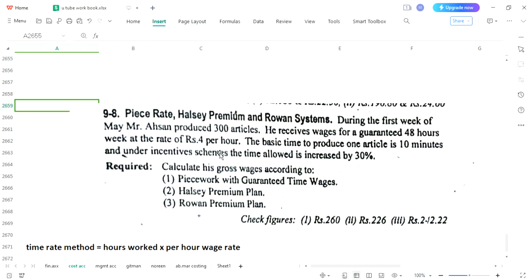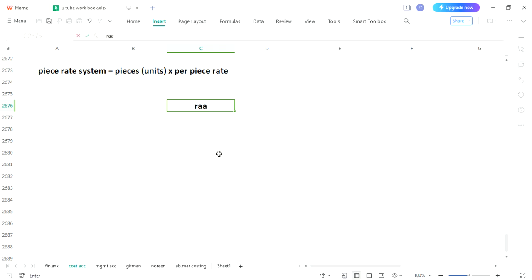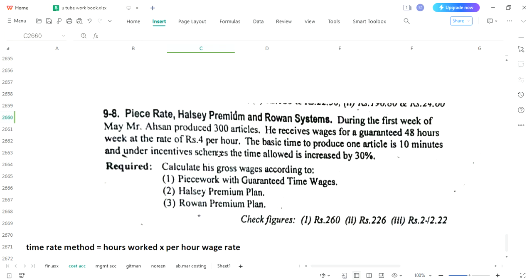So the first element which we have seen is your rate per hour, given in the question. We will denote it with R, and that is 4 per hour. Now the next element discussed: the basic time to produce the article is 10 minutes, and under the incentive scheme the time allowed is increased by 30%.